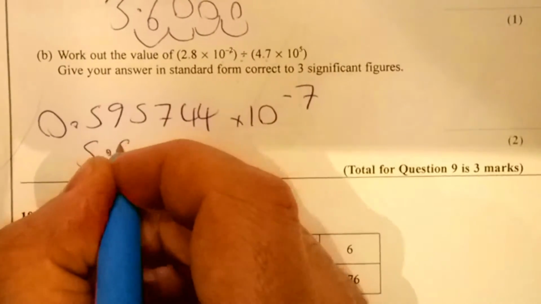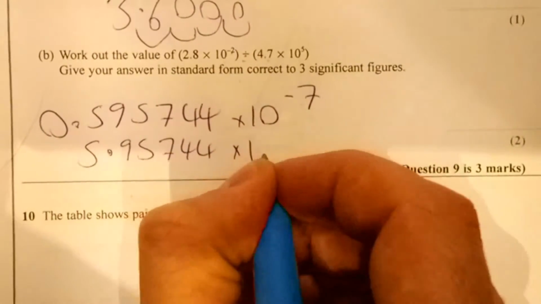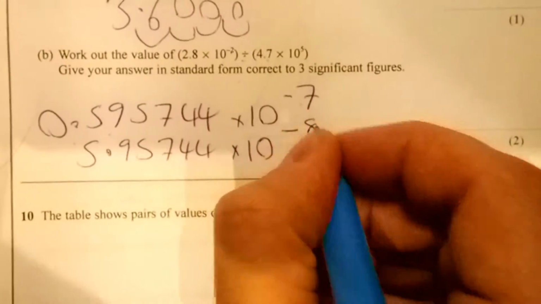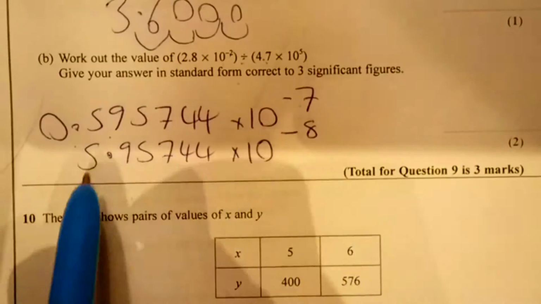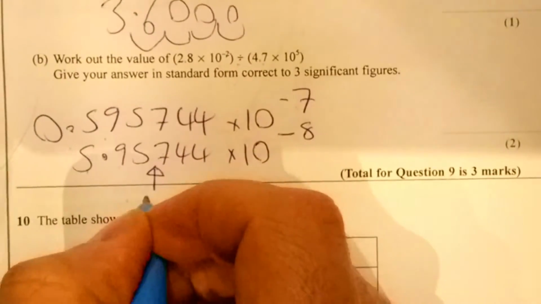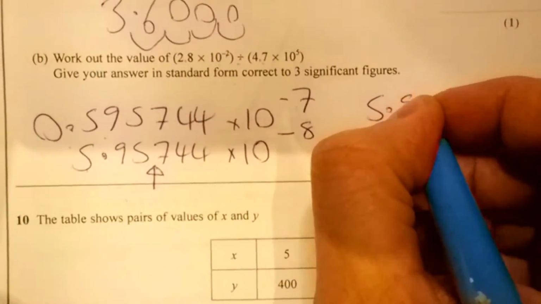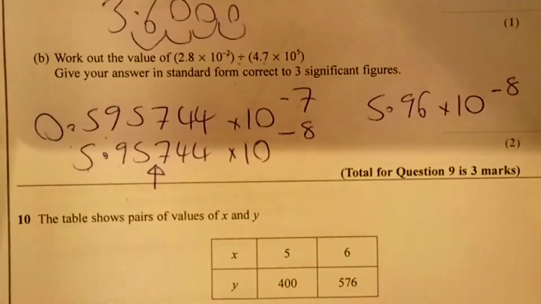5.95744 times 10. So again, if this is 10 times bigger, it's going to be 10 times smaller, which would be minus 8. Now it says give your answer to 3 significant figures. First one, second one, third one, which is there. So my 7 will push this up to be a 6. So it's 5.96 times 10 to the power of minus 8. Okay.